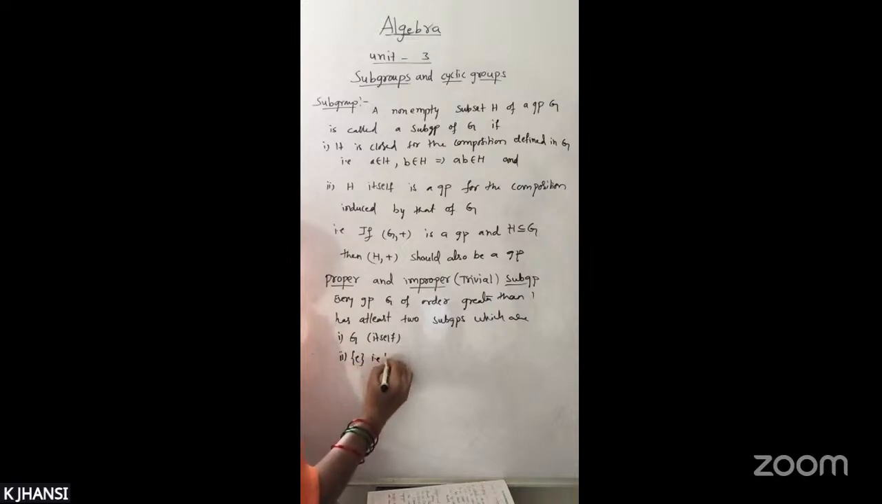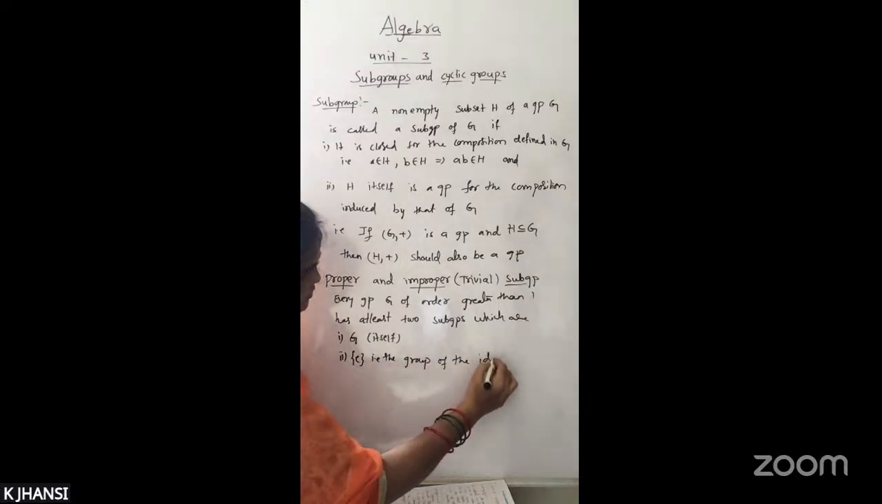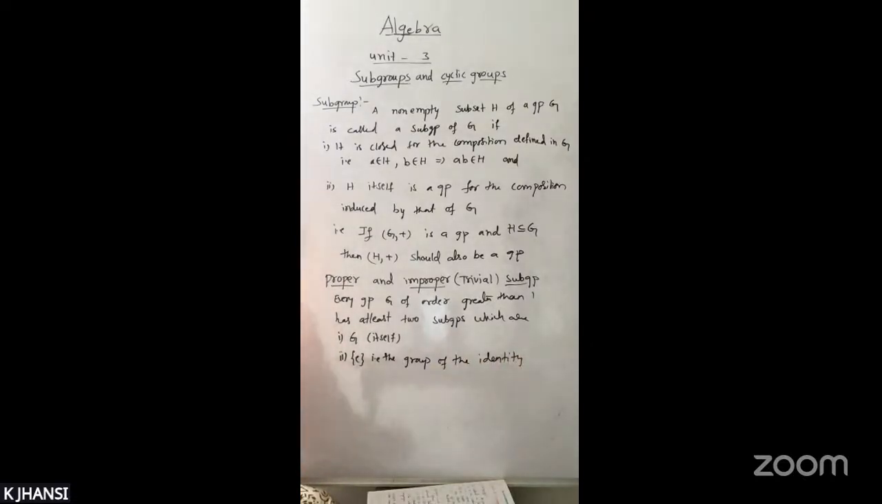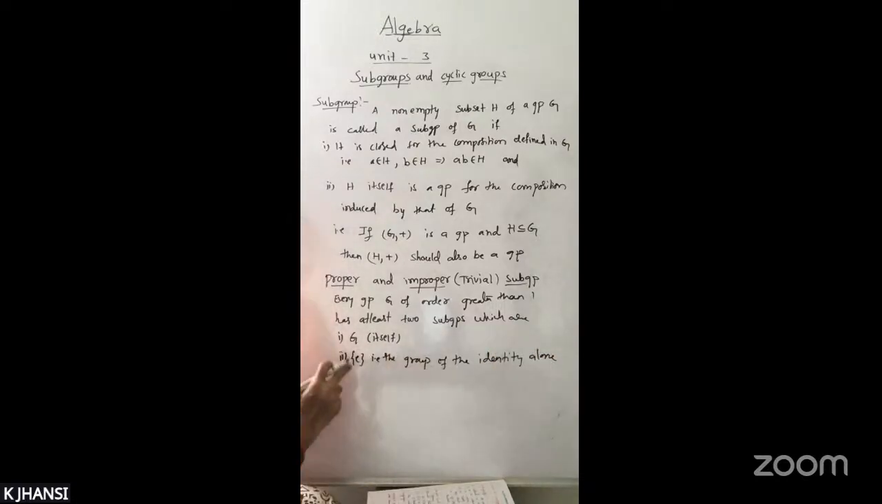That is the group of the identity. Identity element means only one identity, a singleton. So E, that is the group of identity, and the group G itself. So these two are called improper subgroups. The identity element satisfies all the properties of a group. Why do we take this as a subgroup?